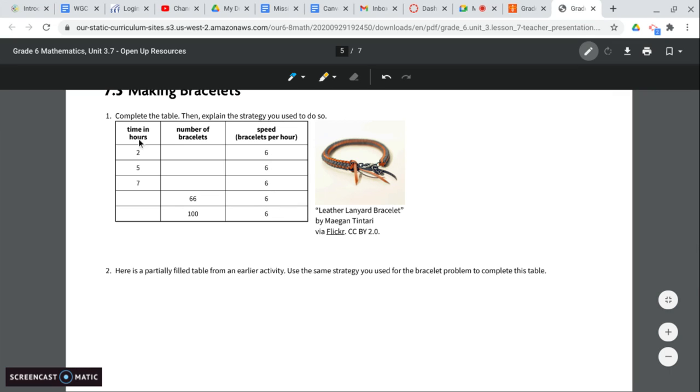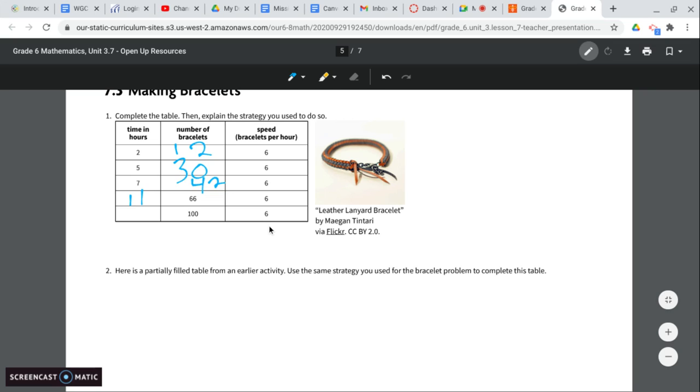So if we have 2 hours, how many bracelets are we going to have done in 2 hours? Well, 6 times 2 is 12. What about in 5 hours? 6 times 5 is 30. In 7 hours? 42. 6 times 7 is 42. But now we've got the number of bracelets and we need to find the hours. So we divide these. 66 divided by 6 is 11.